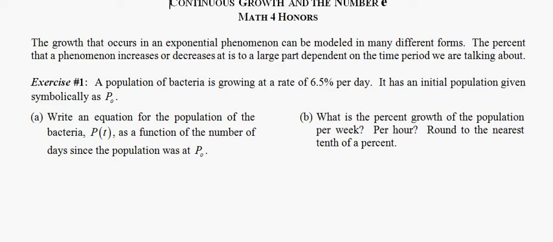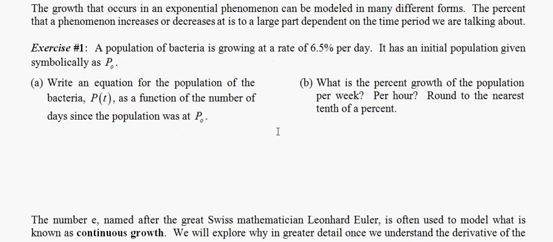But let's start with a review problem from the last lesson. Exercise 1 tells us that we have a population of bacteria that's growing at a rate of 6.5% per day, and it has some initial population p sub 0. Letter A asks us to write an equation for the population of bacteria as a function of the number of days since the population was at p sub 0. Pause the video for a moment and write that exponential equation.